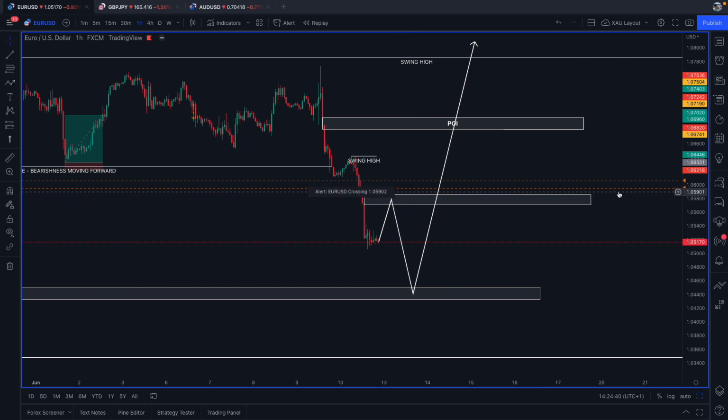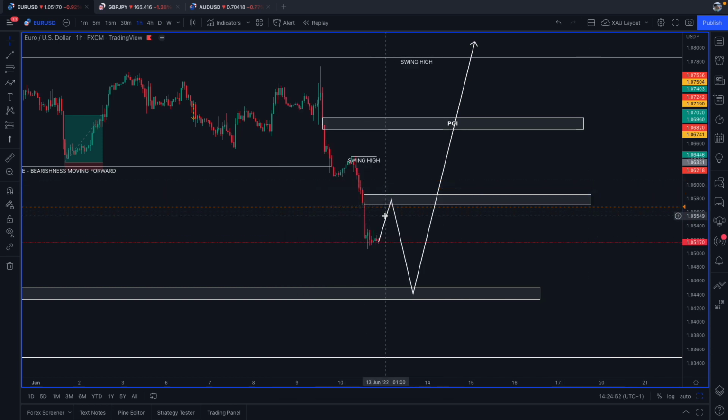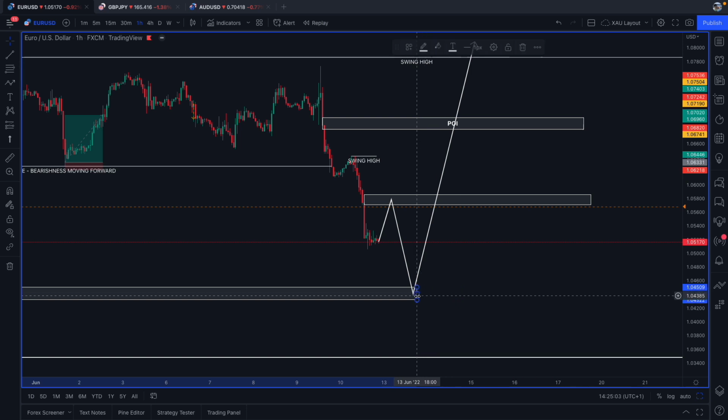So if we just bring one of our alerts down, wait for that tap, save that. We'll wait for that tap. As soon as that's happened, as soon as I've got confirmation, we'll be looking to enter. And then as soon as we have confirmation of a reversal moving forward here, we'll look to get in on those longer term buy positions.